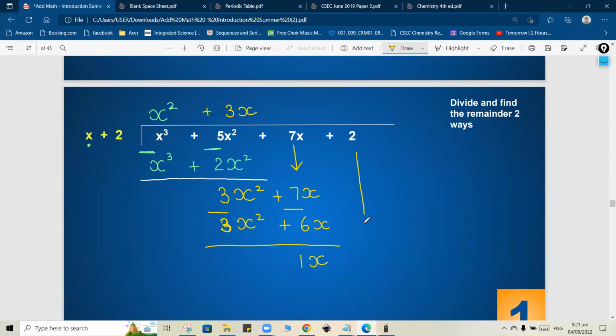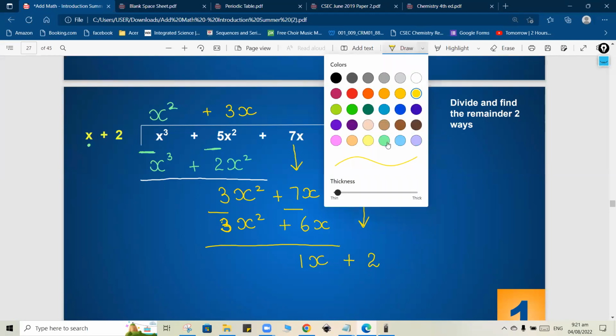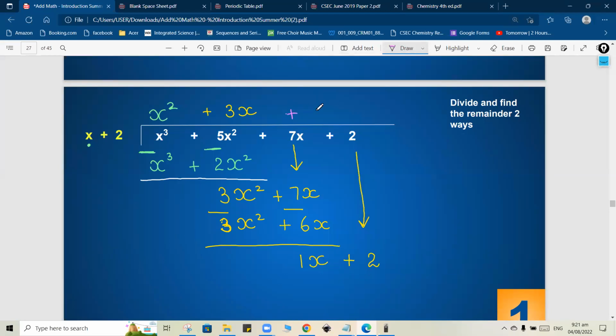And who joins the party now? Finally, Mr. Positive 2. 1x divided by x will give you, let me use a different color here, I'll use pink. You'll get positive 1. Take the 1 multiplied by everyone. 1 by x is 1x, and 1 by 2 is 2. When we minus all of them, we get 0 for our final answer, right?